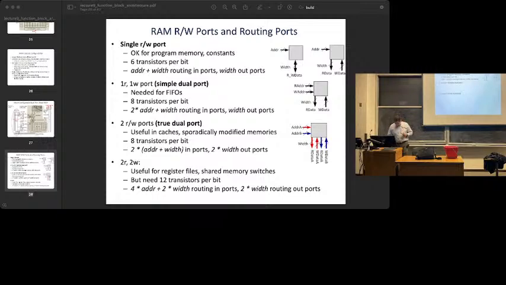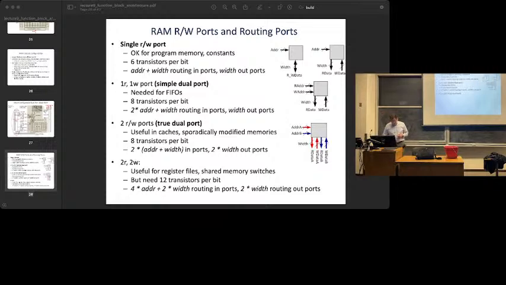Okay, and I'm drawing up here, actually this is just me drawing that you can't actually have a read-write bus. So you have to build a read data and a write data, like an input write data and output read data. Okay, so simple dual port, FIFOs are the killer app. A little more expensive, 8 transistors per bit so that we get the second port.